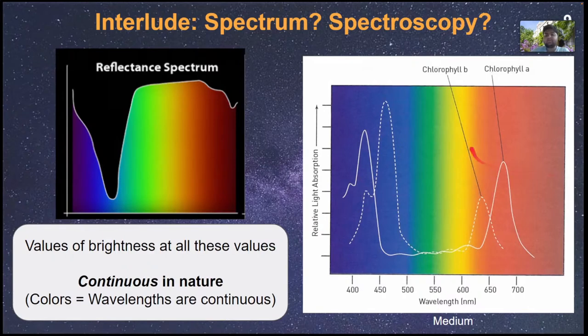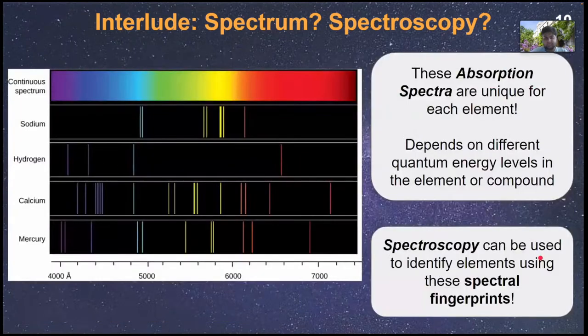So for example, for the two different kinds of chlorophyll, both of them absorb the least amount in green, but they absorb different proportions of red. So by looking at how these things are behaving, you can try to figure out what kind of compounds are present in a leaf or in others.